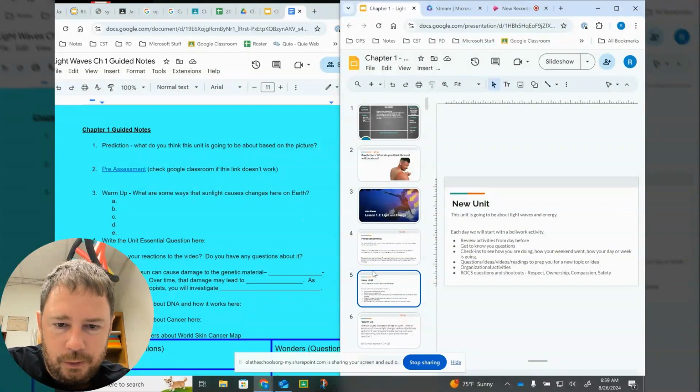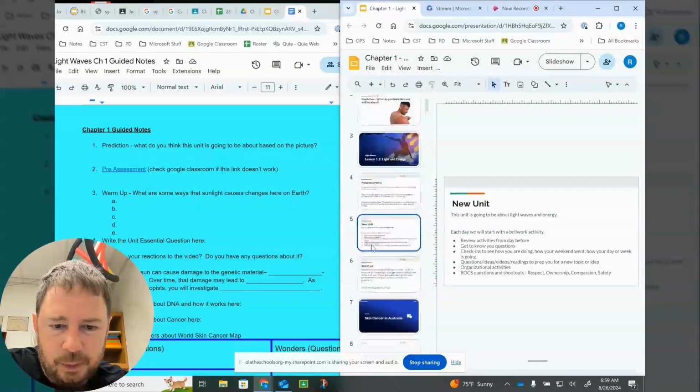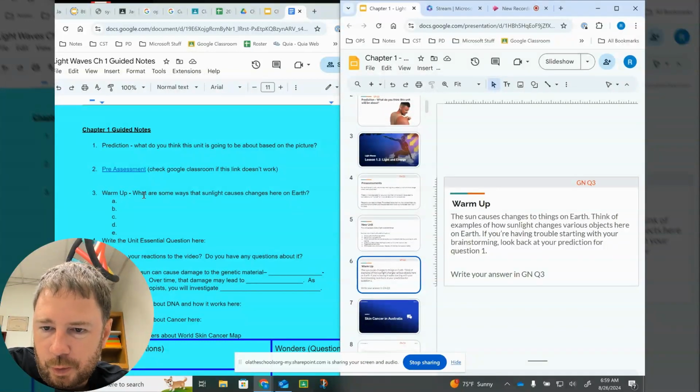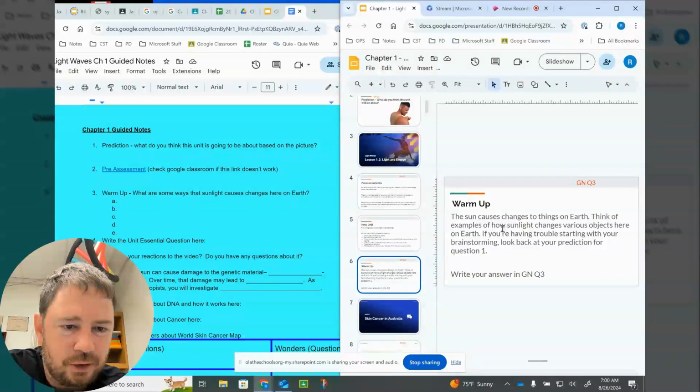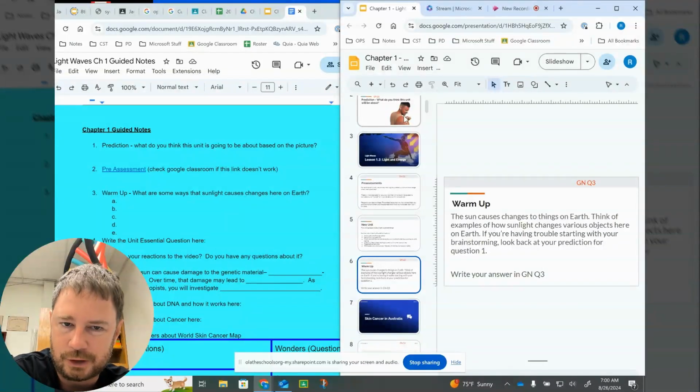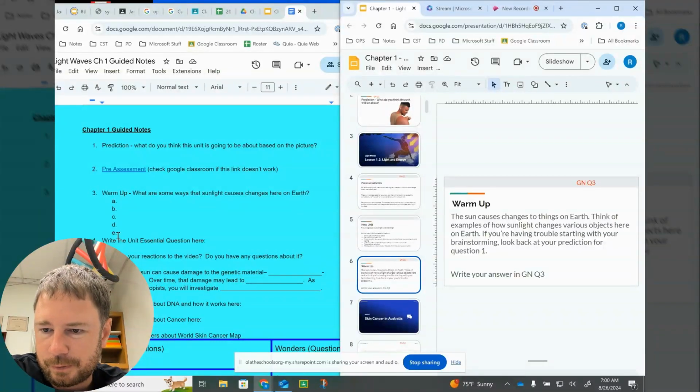Okay, hopefully you've now paused and done the pre-assessment, and we are moving on to question 3 in our notes, which is the warm-up. The question here says, what are some ways that sunlight causes changes here on Earth? The sun does cause changes here on Earth. Think of examples of how sunlight changes various objects here on Earth. If you're having trouble starting with your brainstorming about how it changes, look back at the prediction for question 1 and this picture up here. That might be a clue as to one of the changes that the sun can cause. So try to come up with a list of 5.